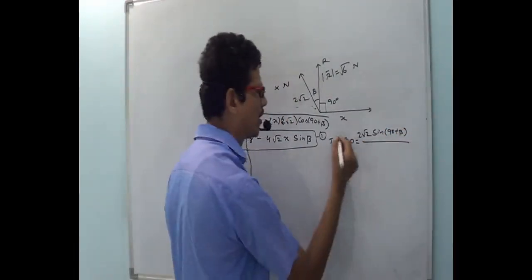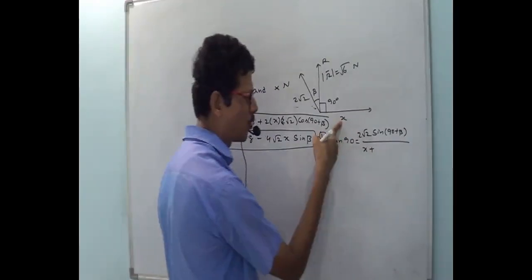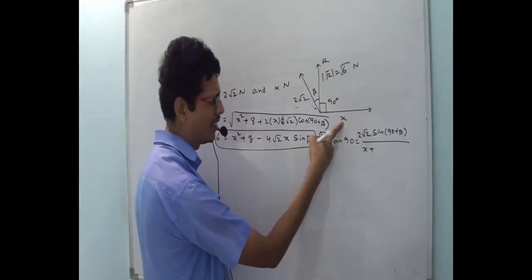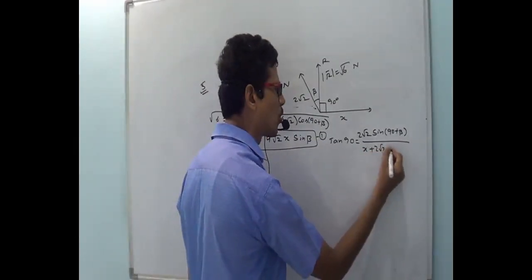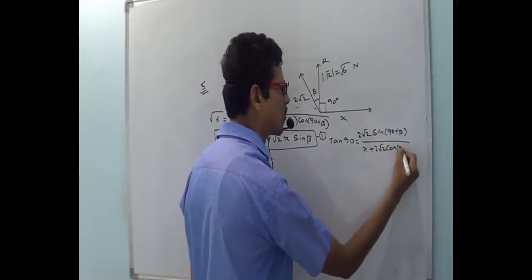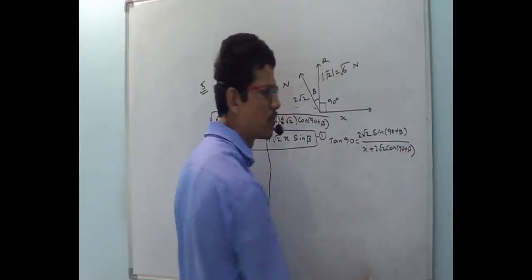divided by a, which means x only, na? X. This is a, this is b, the second vector. A plus b means 2 root 2 cos 90 plus beta. Cos 90 plus beta. Okay.